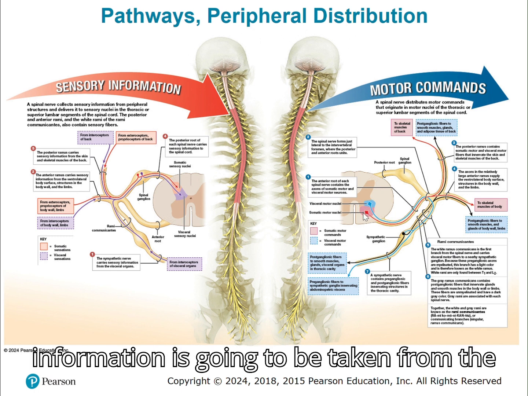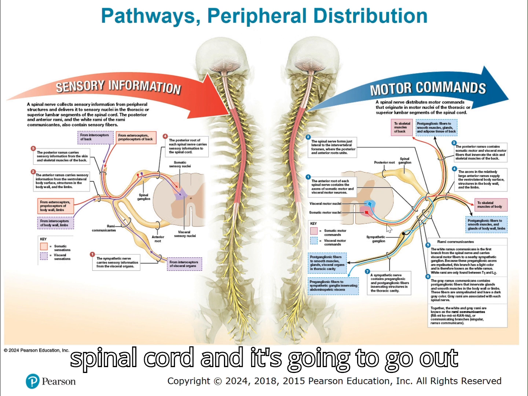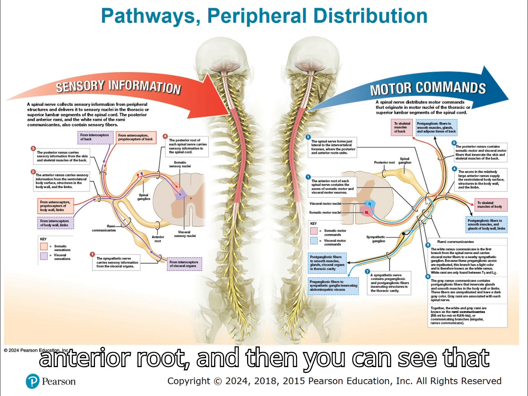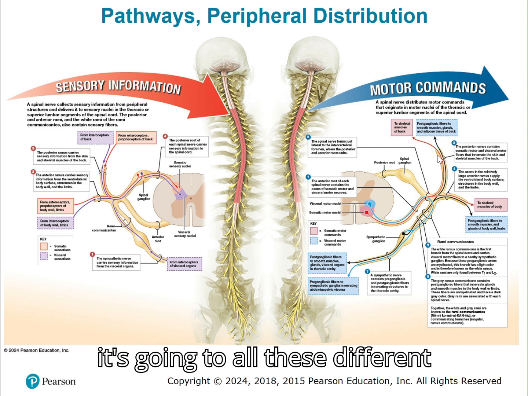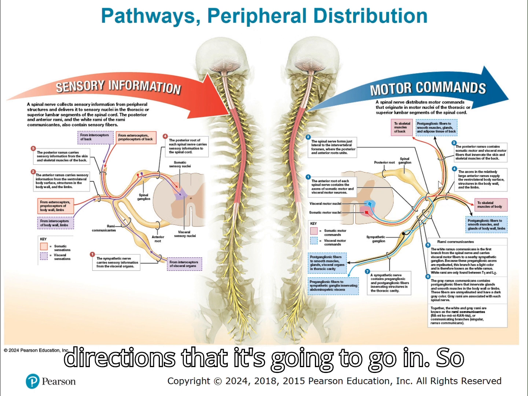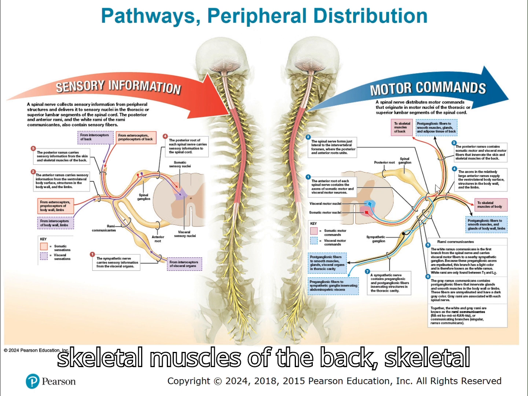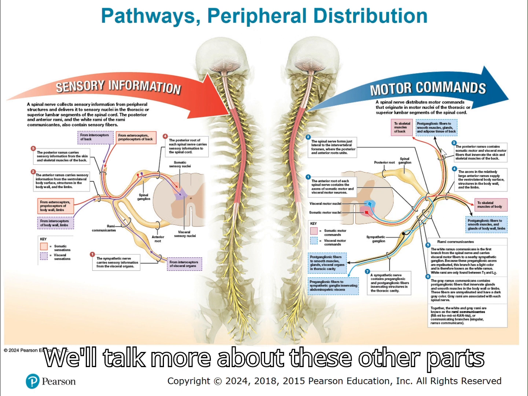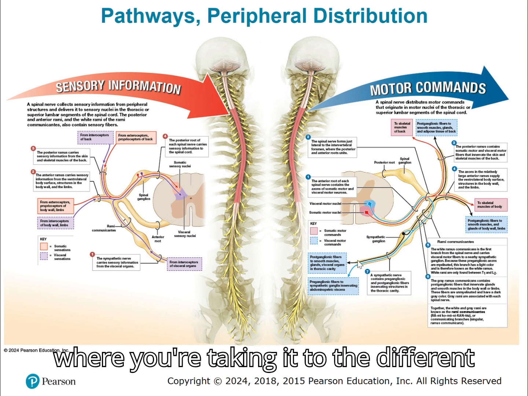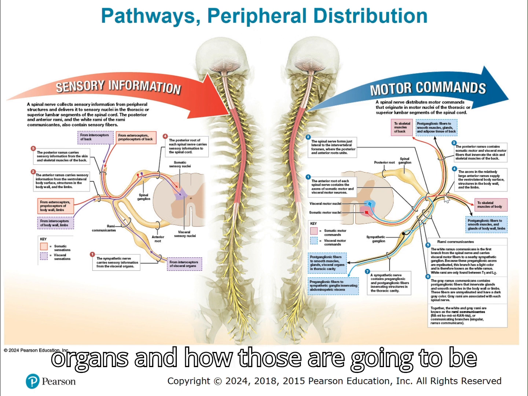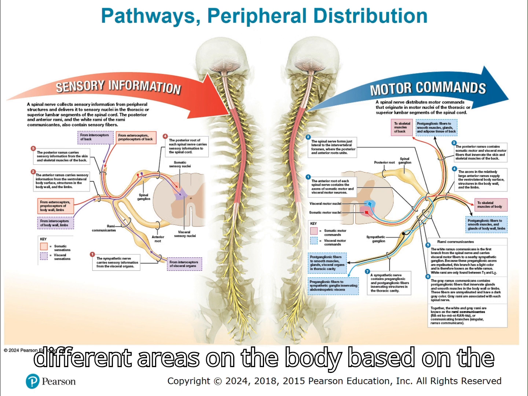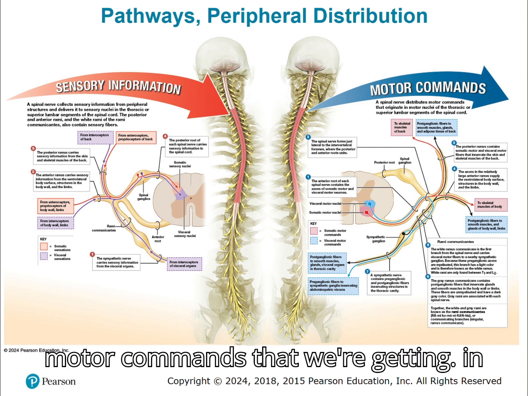So the information is going to be taken from the spinal cord and it's going to go out through the anterior end, through our anterior root, and then you can see that it's going to have all these different directions that it's going to go in. So you have things that are going to the skeletal muscles of the back, skeletal muscles in different parts of the body. We'll talk more about these other parts where you're taking it to the different organs and how those are going to be reacting. But you have all these different segments that are taking it to different areas on the body based on the motor commands that we're getting.